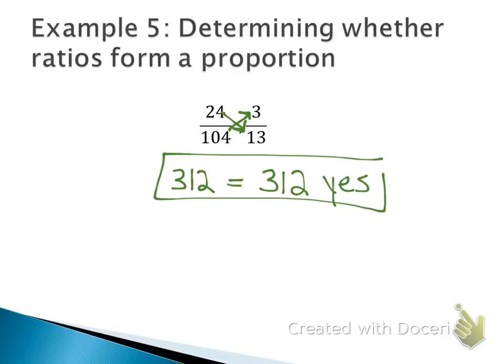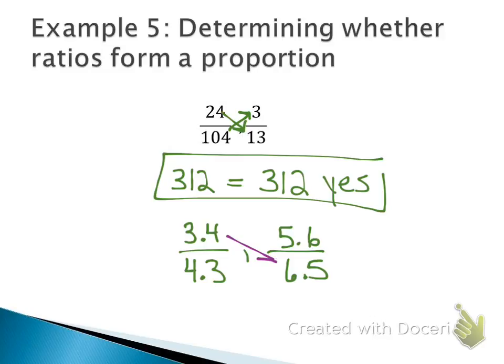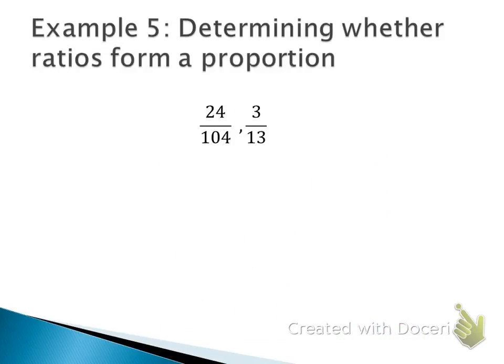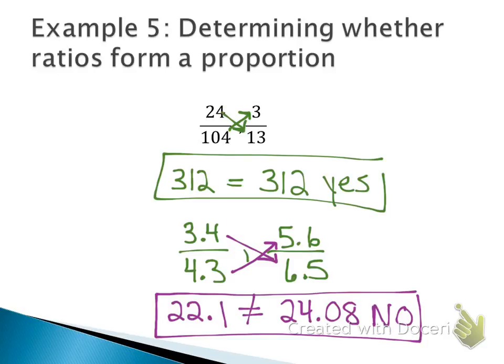Okay? Now I want you to do one more and we're done. All right, what about the ratios 3.4 over 4.3 and 5.6 over 6.5? Do these ratios form a proportion? Alrighty, so what is 3.4 times 6.5? All right, and what is 4.3 times 5.6? 24 and 800ths. Okay, so yes or no? No. So you do an equal sign with a line through it, and you say no. The equal sign with the line through it basically means it's non-equivalent, and that's how you would answer it. All right, if you understand that, that's everything you need to know for your proportions lesson.